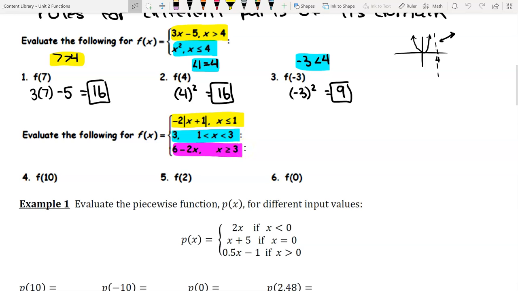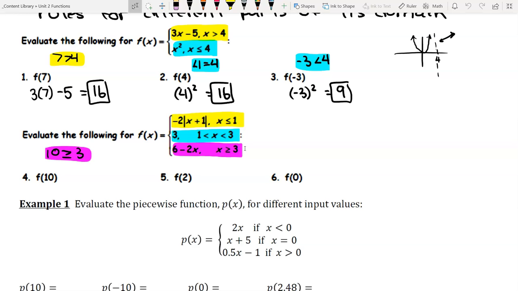So I'm going to look at 10. I'm just going to write it up here. How does 10 relate to all of those? Is it less than 1? No, it cannot be yellow. Is it between 1 and 3? No, it cannot be blue. Is it greater than or equal to 3? It is. It's a lot greater than 3, okay?